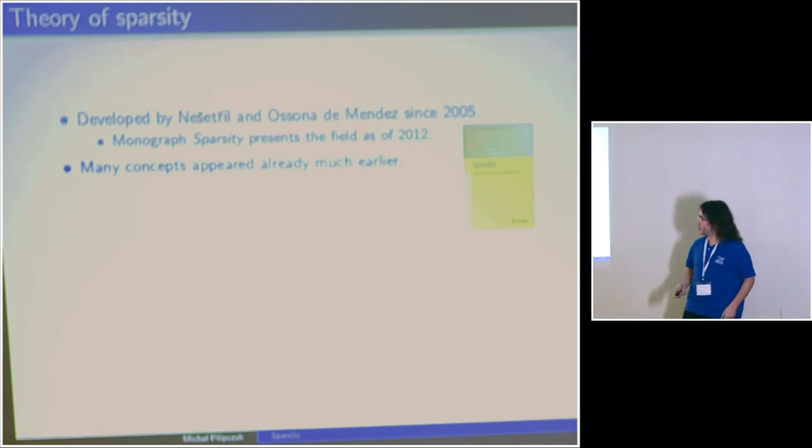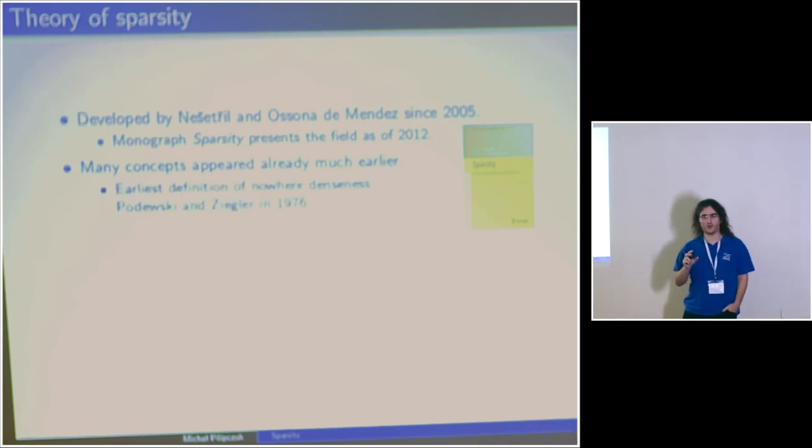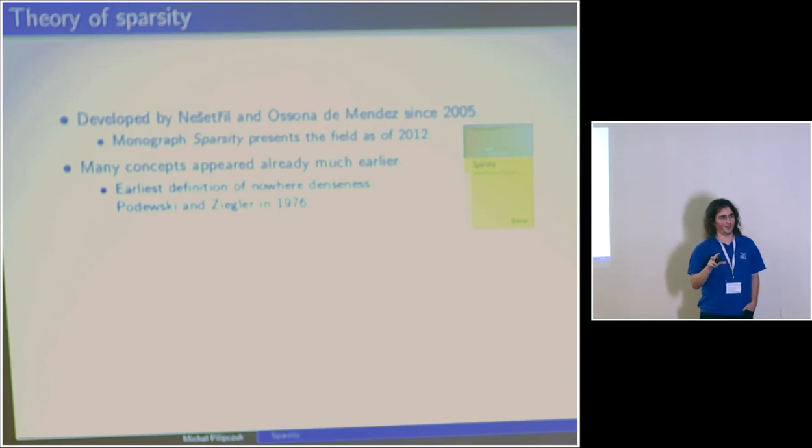Good. However, many concepts that were encapsulated by this theory of sparsity were actually flying around in the literature before. The earliest definition of lower denseness that I know of is from '76. It was given by Podewski and Ziegler. It was actually a model theory paper that was about infinite graphs. And they defined it in the infinite setting. And this is actually a brilliant paper in a sense. There is a lot of results there.